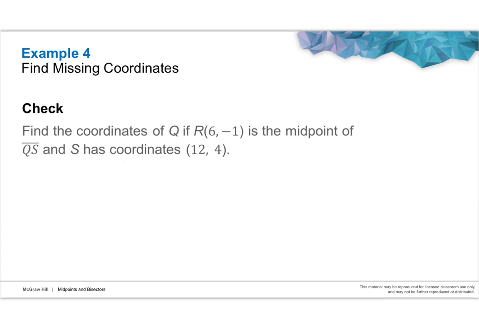In our check for example 4, we're going to take the coordinates of the point we're told is the midpoint, which is R, so 6, -1, and set that equal to the midpoint formula with our unknowns for x1 and y1 left in. So x1 plus 12 for the x coordinates average, comma, y1 plus 4 for the y coordinates average. And then remember, we can make two equations out of that, one from the x coordinates and one from the y coordinates.